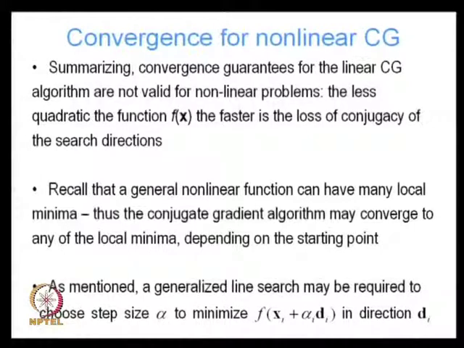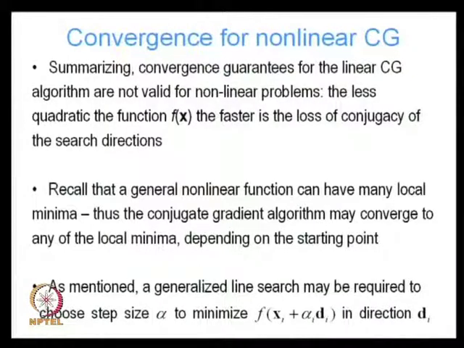So, convergence for nonlinear conjugate gradient. Summarizing nonlinear conjugate gradient, there is no guarantee, right. All the convergence criteria we obtained for the linear conjugate gradient just go out of the window, right. The less quadratic the function f of x, the faster is the loss of conjugacy of the search directions, right. So, we are guaranteed to converge in n iterations if my search directions are conjugate. If my search directions lose conjugacy, no guarantees, right, and here there is no guarantee of conjugacy at all, right.